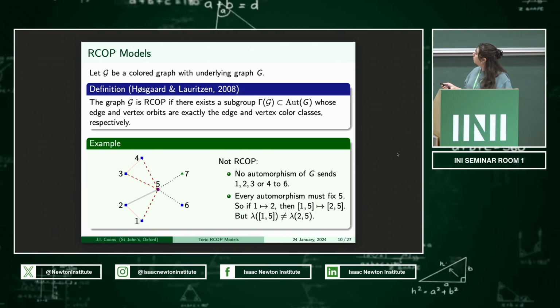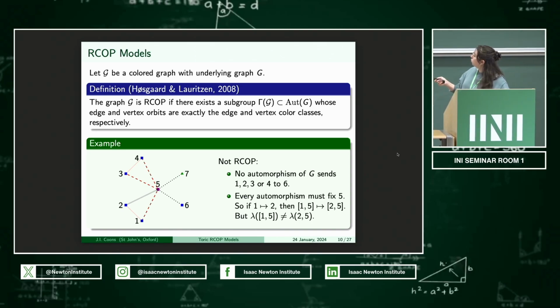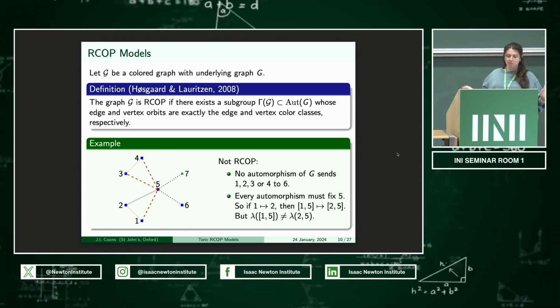Here's a not RCOP graph. I did a couple of things here that ruined the RCOPness. I colored this vertex gray, but that's a problem because I need to be able to send this blue vertex to another blue vertex. 5 would be fixed, and I'd have to send this edge to a red edge. Similarly, this 6 is blue now, but I need to be able to send this black edge to a different black edge, which wouldn't line up with the vertex color classes. So it's a pretty restrictive condition.